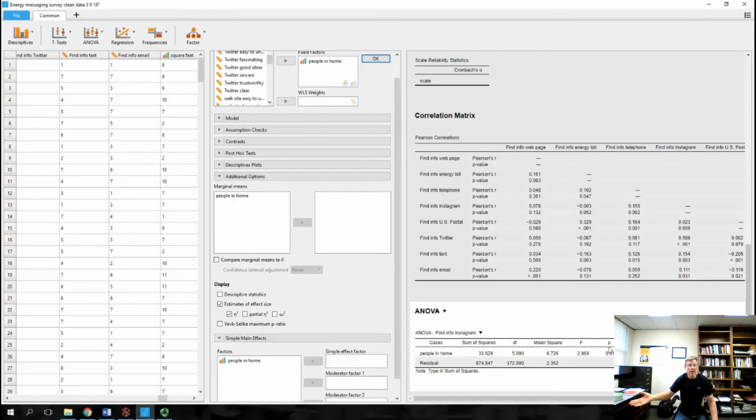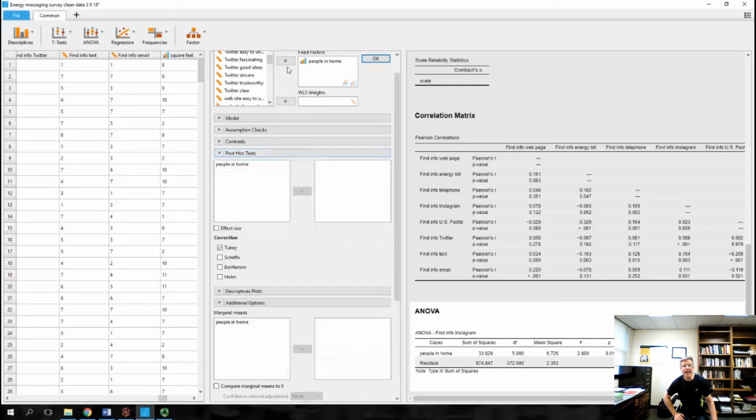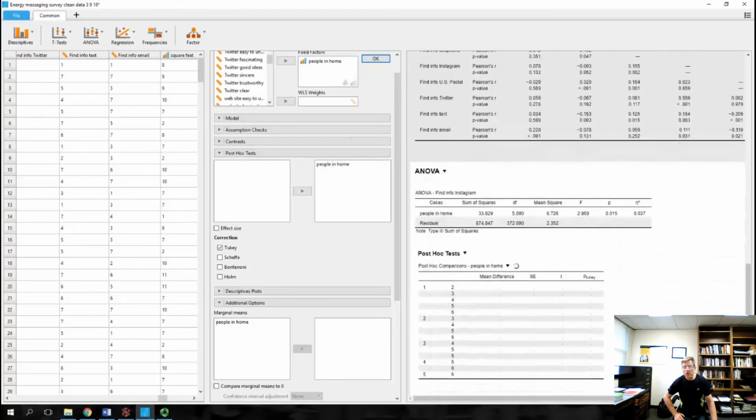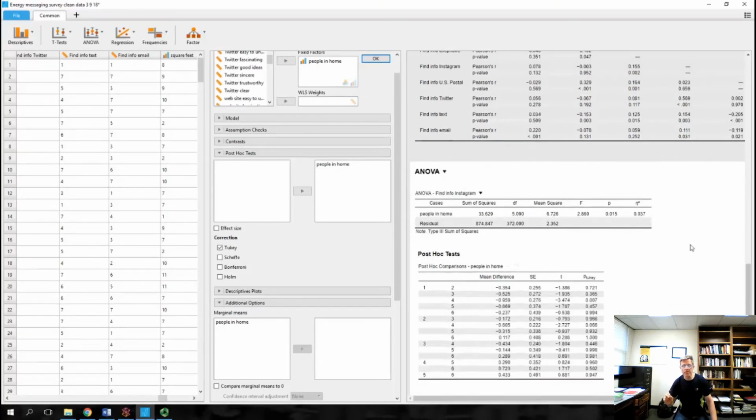That's okay. Then we go here where it says post hoc. Click on that. Here is the variable. See where it says people in the home? Click this and move it over to the other side. Post hoc. This is going to run. This is where a lot of students get messed up.